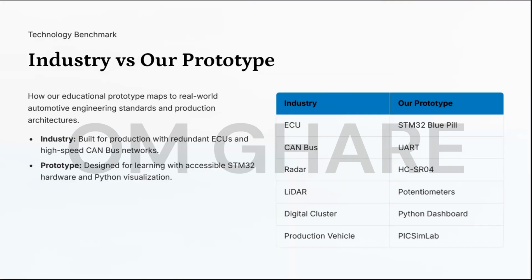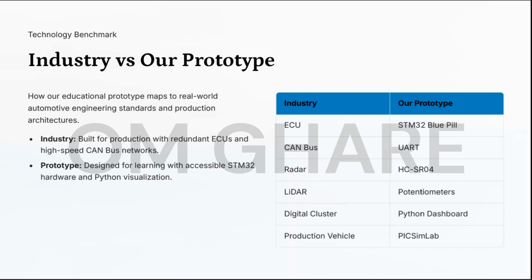Now, the common question is how closely this project resembles a real automotive system. The answer is that this hardware has been simplified, but the engineering principles remain the same. On the left-hand side of the comparison, we have the technologies commonly found in commercial electric vehicles. Production vehicles use dedicated electronic control units, that is ECUs, whereas our project uses the STM32 Blue Pill as the main controller. Instead of the high-speed CAN bus network, our prototype communicates using UART, which is simpler and well suited for our embedded learning. Commercial ADAS systems rely on radar and LiDAR for environmental sensing.